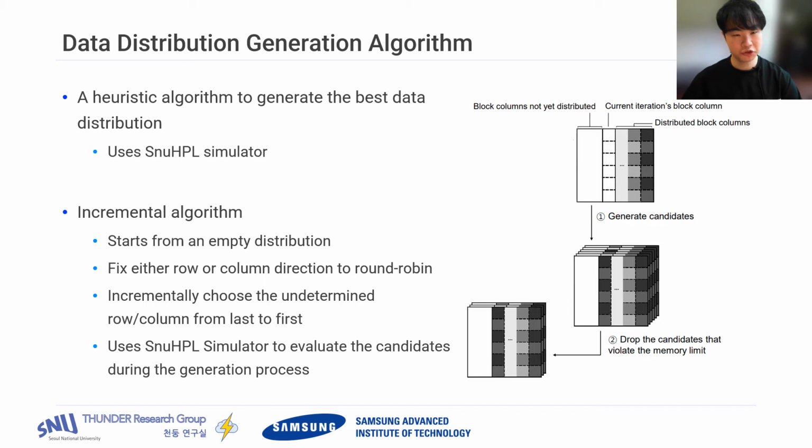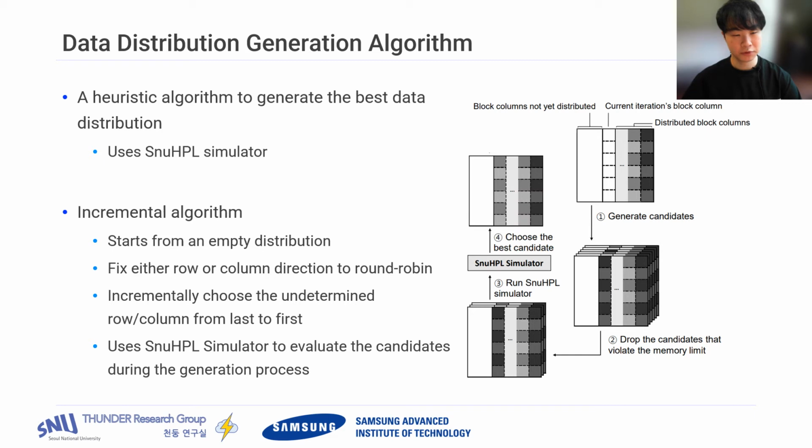Then, the algorithm checks the memory limit of every process and drops the candidates which violate the memory limit. The SnuHPL simulator evaluates the remaining valid candidates to get the estimated execution time for each candidate. At this point, the data distribution is not complete, so the simulator runs only for the LU factorization iterations where the data distribution has been completed. From the results of the simulator, the algorithm chooses the candidate with the minimum estimated execution time.